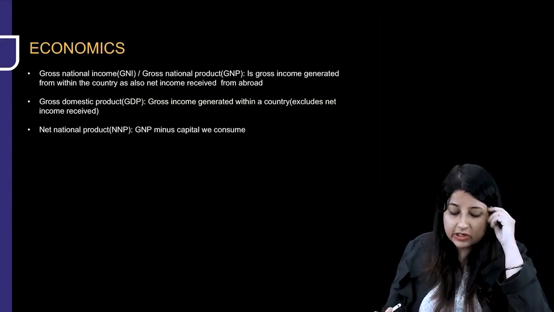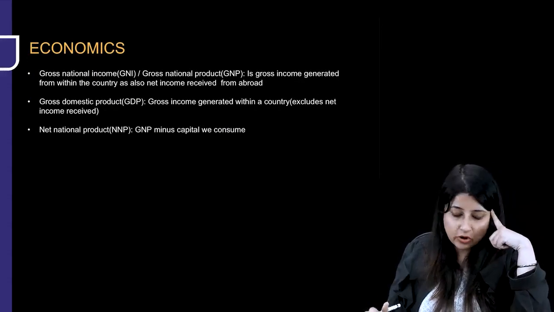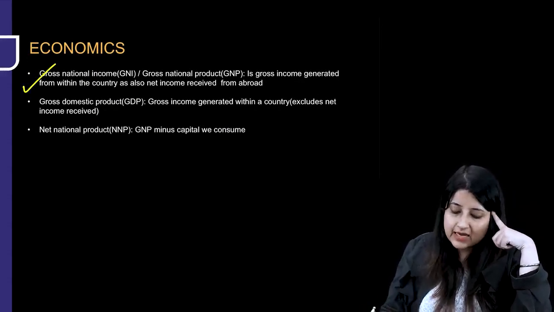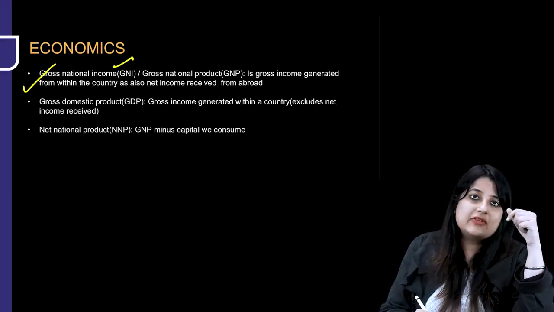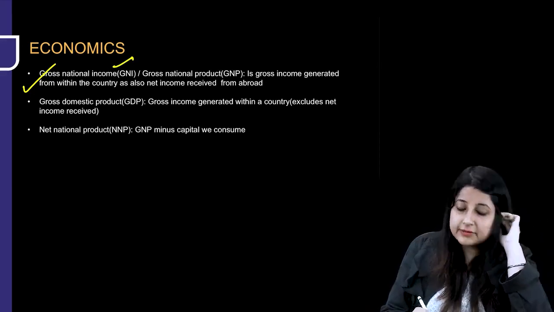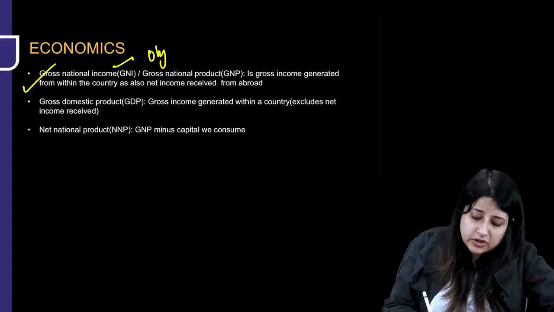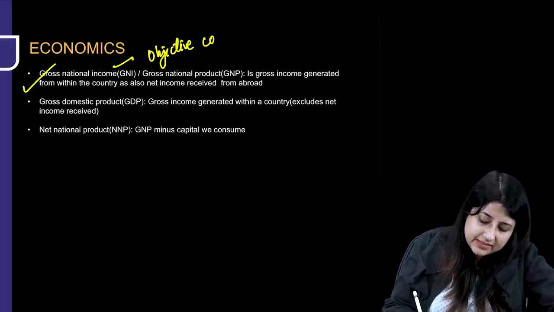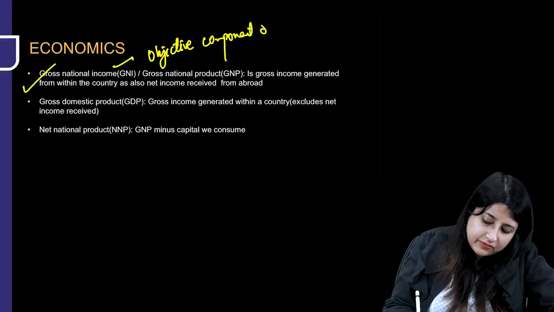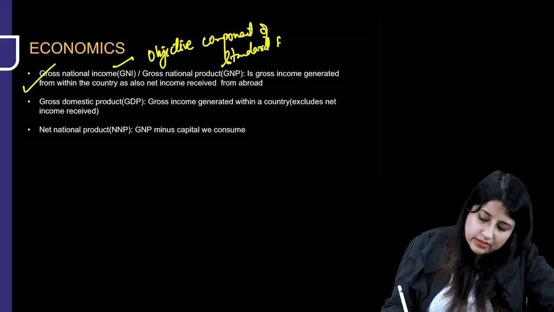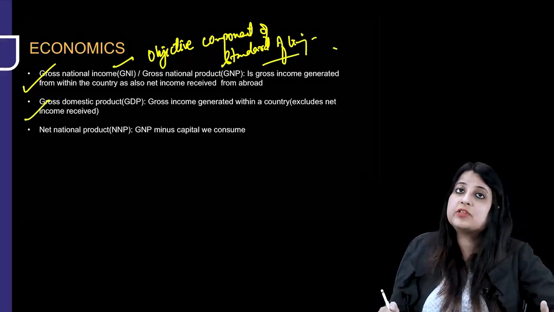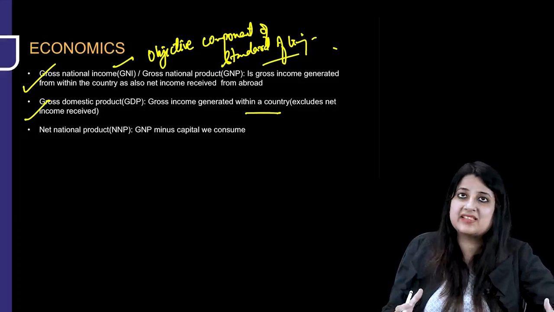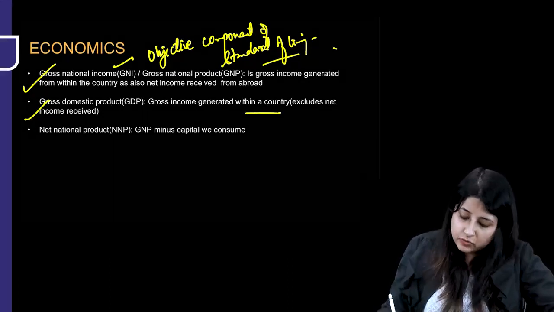Last but not the least, a few definitions come from health economics, like what is gross national income? Income which is generated from within the country as well as that received from abroad. And you all know this is an indicator of the objective component of well-being, the objective component of standard of living, which we have studied. All right, gross domestic product is income which is only generated within a country, domestic, so only within a country. These two come as PYQ.